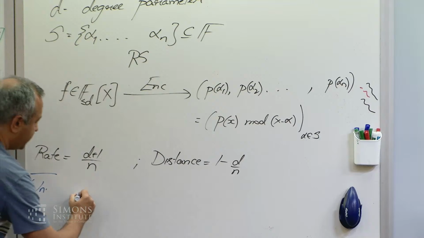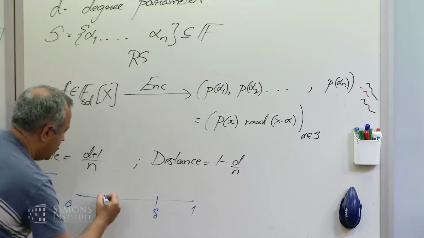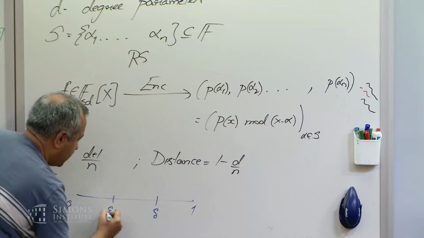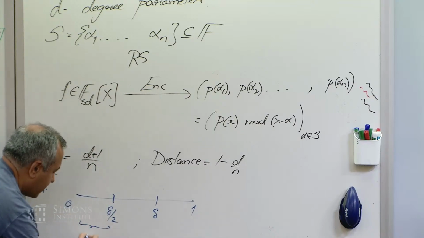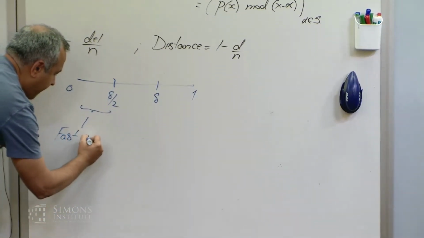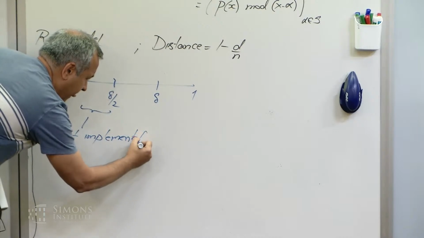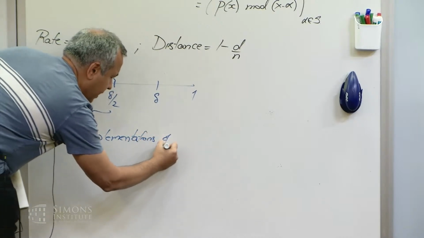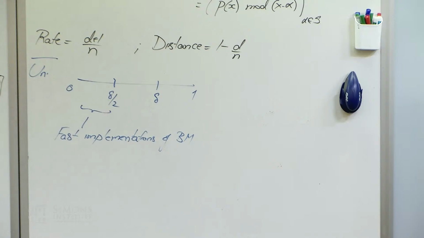So you have this 0 to 1, that's the distance of the code. So that's the unique decoding radius. Up to that point, there were fast implementations of the Berlekamp-Massey algorithm, which basically gave, for the unique decoding world, fast algorithms.